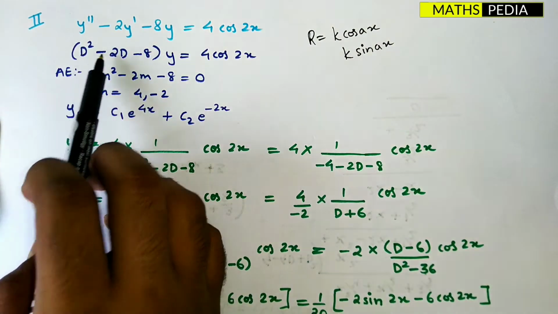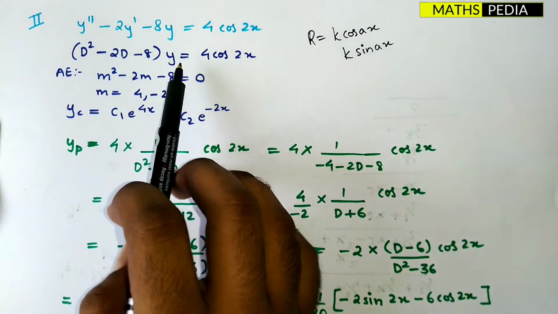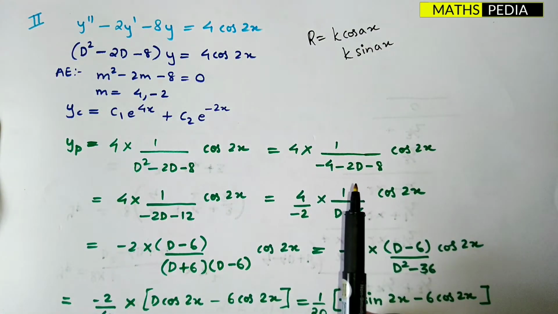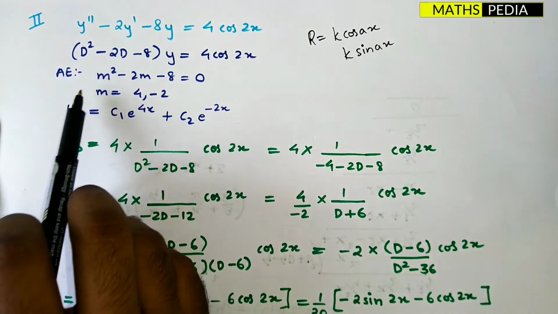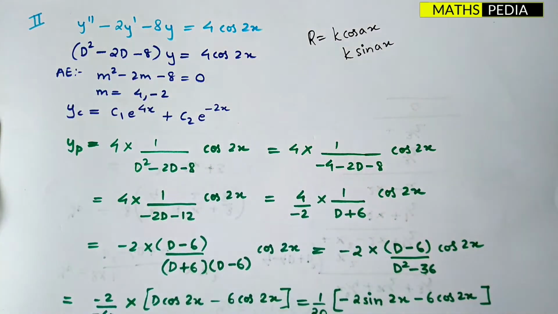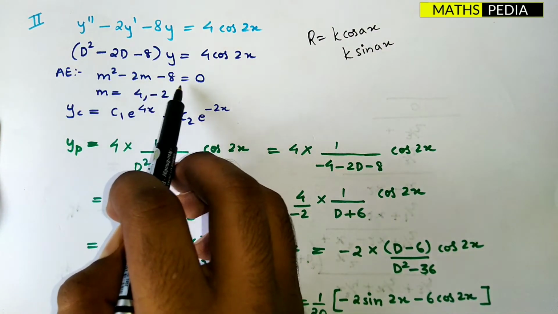Y double dash is D square, y dash is D, and then y you can take it outside, so hence we'll get it in D form. The RHS will remain the same. Now you have to write the auxiliary equation. So replace D with m, and you will get m square minus 2m minus 8 is equal to 0.